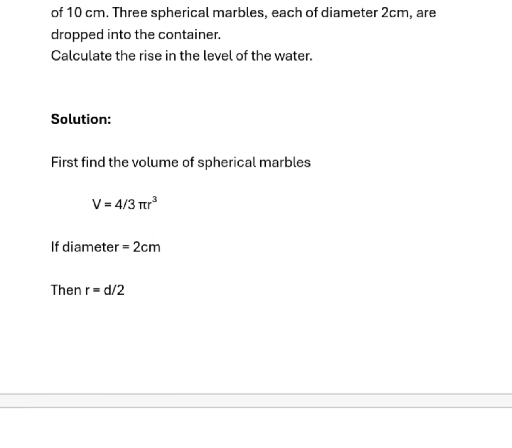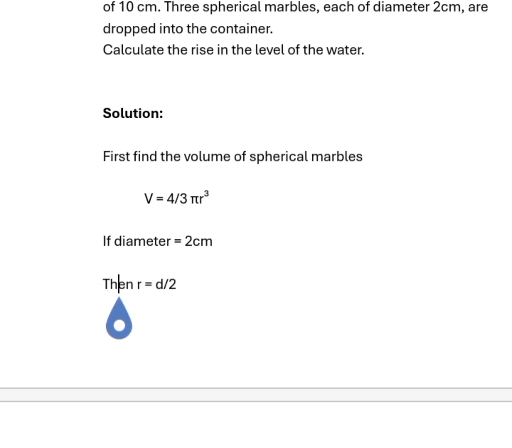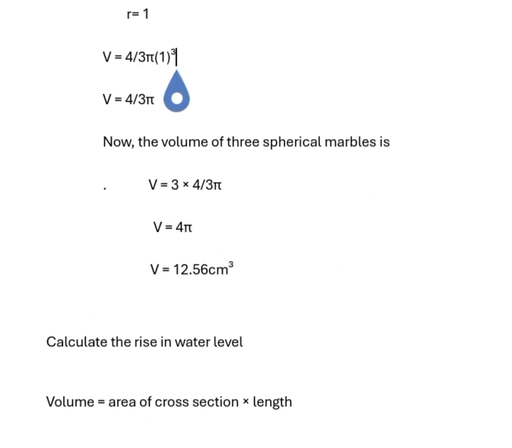First of all, we find the volume of the spherical marbles. The formula for finding the volume of the sphere is 4 over 3 pi r cube. The diameter is 2 centimeter, and that means radius is equal to d over 2. So r is equal to 2 over 2, which is equal to 1. So the radius is equal to 1. So volume is equal to 4 over 3 pi r cube, with 1 cube, so 4 over 3 pi.